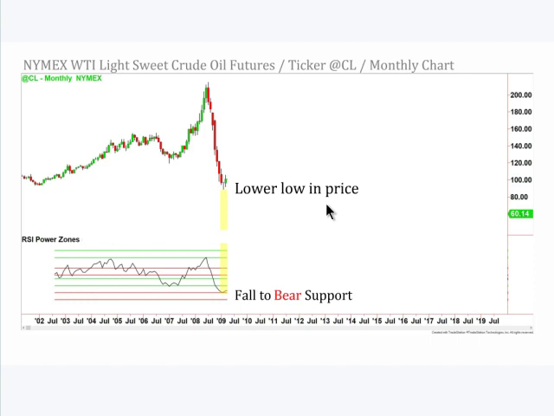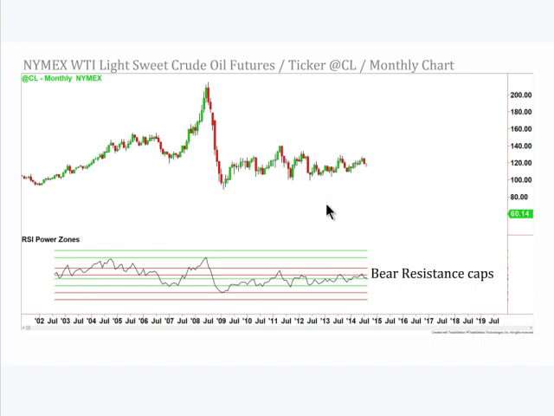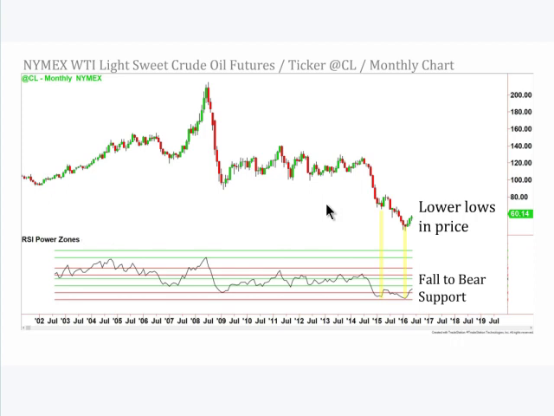So what happened after that? Well, it actually ended up going sideways for a while. By a while, I mean years. And this sideways price action had a lot of people thinking, okay, oil's going to recover. We're going to see it back to $200 soon. But every single one of the price highs here was with the RSI bear resistance power zone capping while price made a high. Lower and lower and lower highs. So from there was another breakdown. And notice now the whole momentum of this market had shifted, and it was now respecting the bear zones. It went from bear resistance to bear support. Okay, lower lows in price, RSI power zones fall into the bear support.